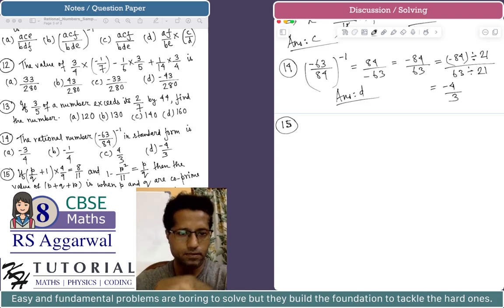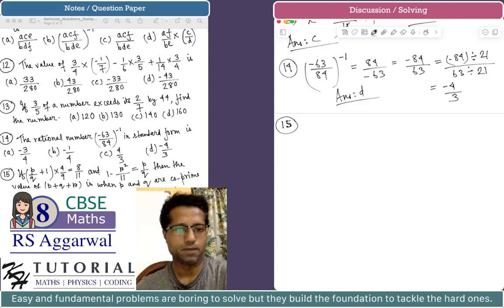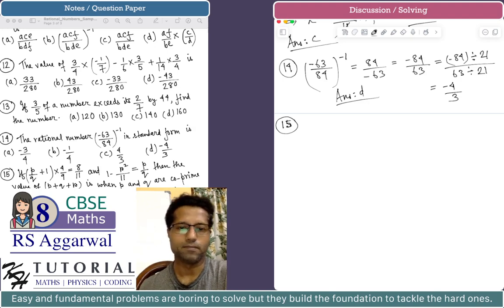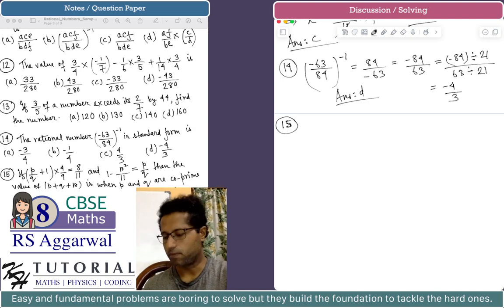Okay, so it is given that p by q plus 1 multiplied by 4 by 9 is equal to 8 by 11, and 1 minus r square by 11 is equal to p by q. Then the value of P plus Q plus R is, when P and Q are co-prime. It is given that P and Q are co-prime. Now P and Q are co-prime means that the rational number P by Q does not have any common divisor. Two numbers x and y are co-prime when they do not have any common divisor other than 1.